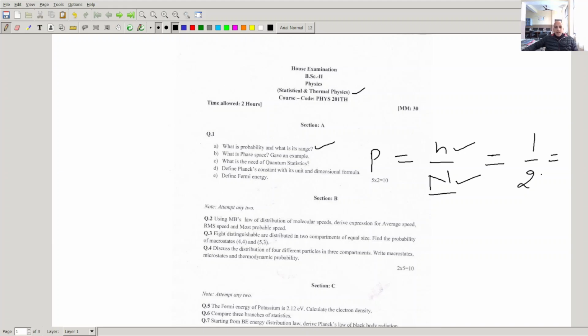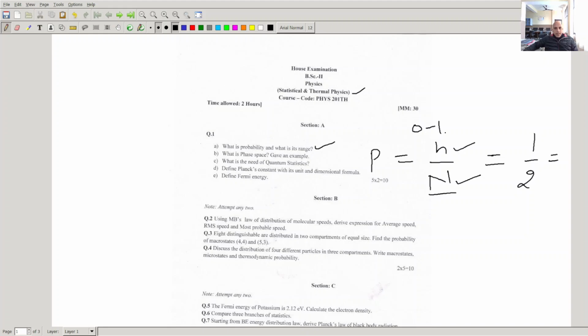I have also asked you what is the range. I have told you in the class also that the range of probability is from 0 to 1, right? 0 means there is no chance of occurrence of that event, clear? Whereas 1 means there are 100% chances that the particular event will occur. So this is the range of the probability, 0 to 1. This was a very simple question asked from the first chapter of your course, right?